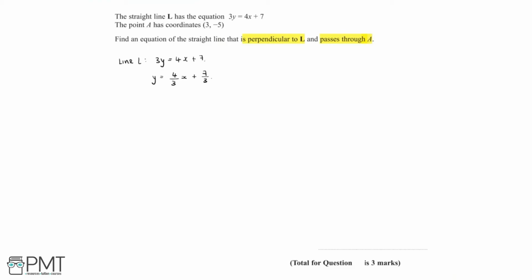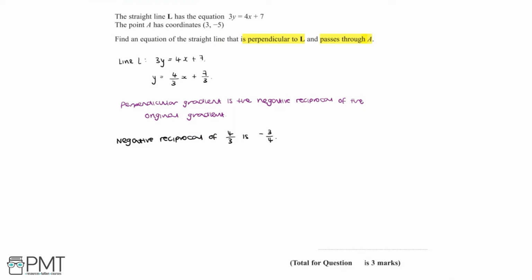We need to find the equation of the straight line that is perpendicular to L, and so we need to find the perpendicular gradient. And now the perpendicular gradient is the negative reciprocal of the original gradient, and so the negative reciprocal of 4 over 3 is equal to minus 3 over 4. And so we can say that the gradient of the straight line perpendicular to L is minus 3 over 4.